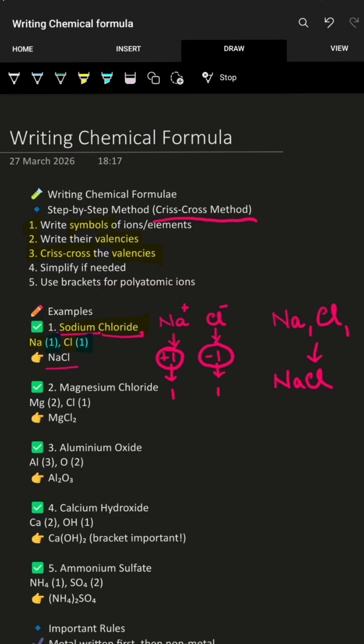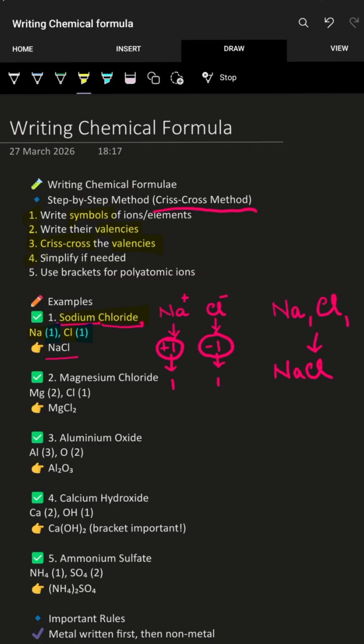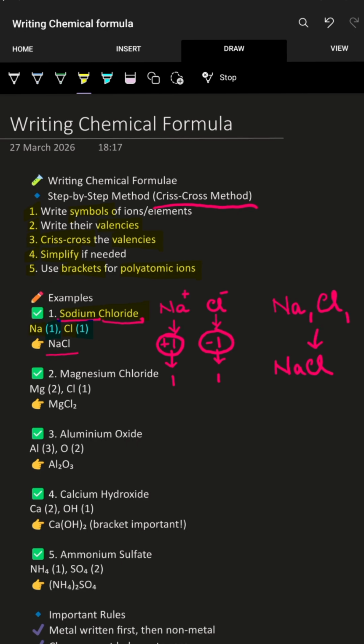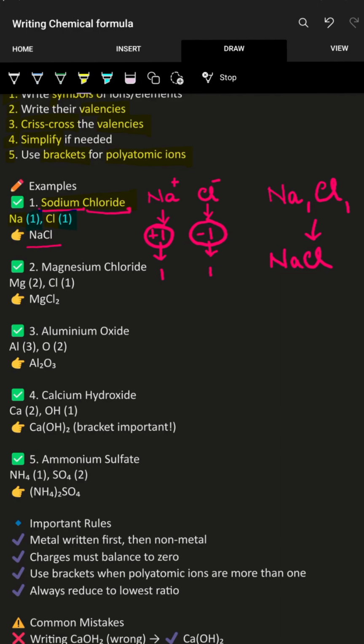Next, simplify if needed. Simplifying if needed means, what do we mean by simplify? We have to reduce to the lowest fraction, lowest ratio. Okay, ratio of the ions. Now, use brackets for polyatomic ions. Polyatomic ions means ions that are formed of more than one atom. So let us see again.